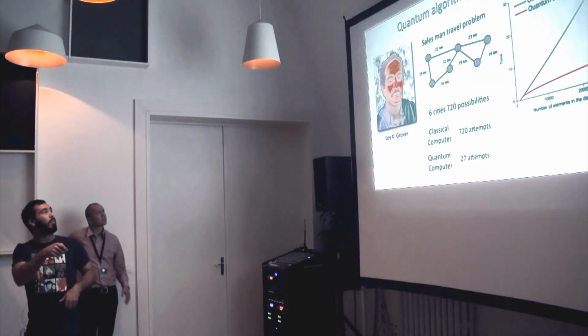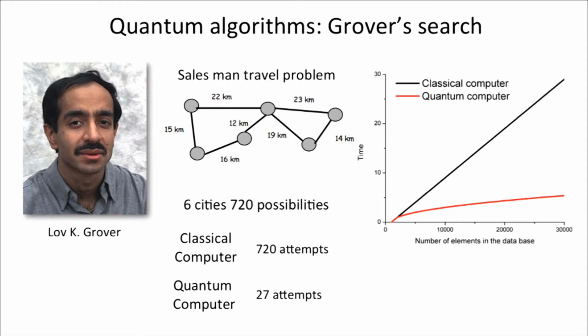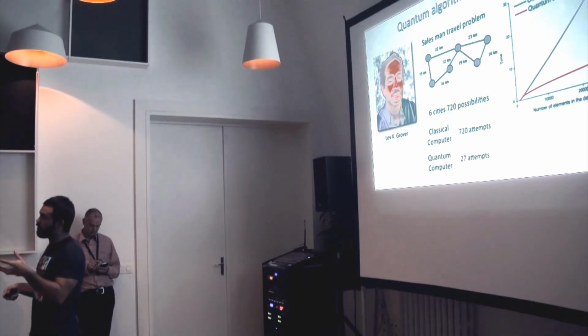Another example is quantum Grover search. This algorithm is useful to solve the traveling salesman problem. You might know this long-standing problem: you have several cities and a salesman has to visit all the cities. Which is the optimal way? Depending on the number of cities, for instance with 6 cities, you have 720 different ways you can follow. To find which is the optimal, you should test them all, so it takes a lot of time. Using the Grover search algorithm, with just 27 attempts you can find the optimal way. And this is thanks, again, to the weirdness of quantum computation.